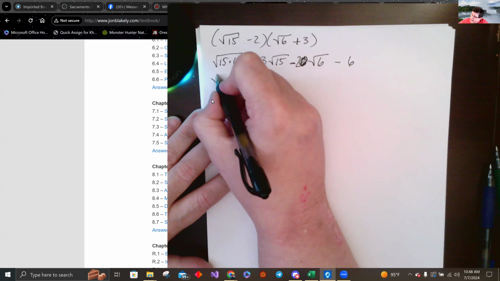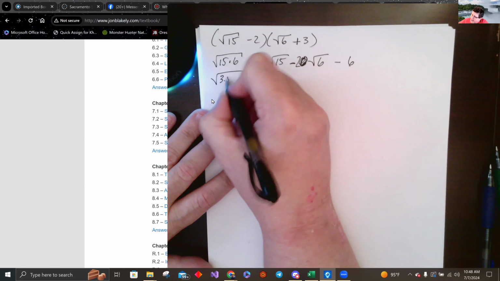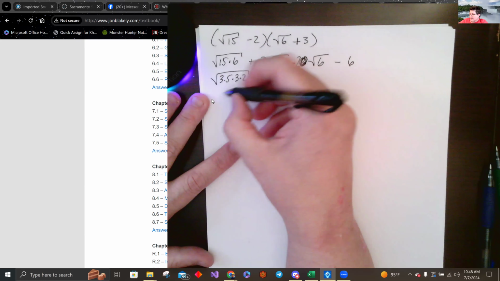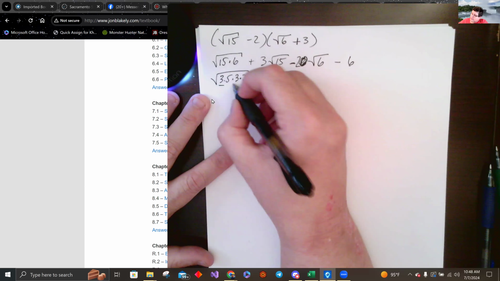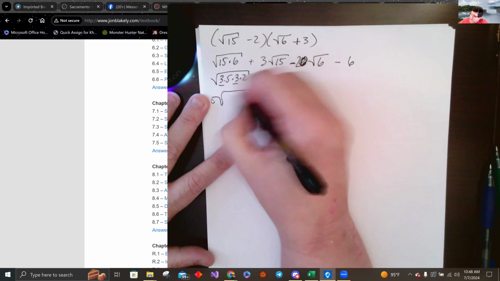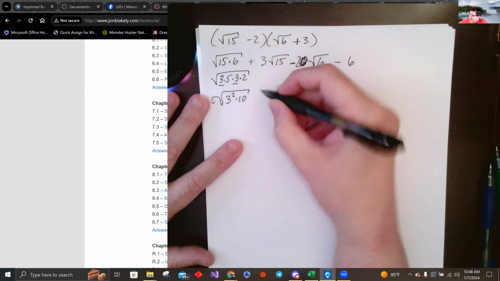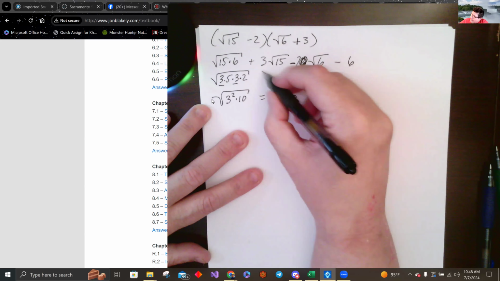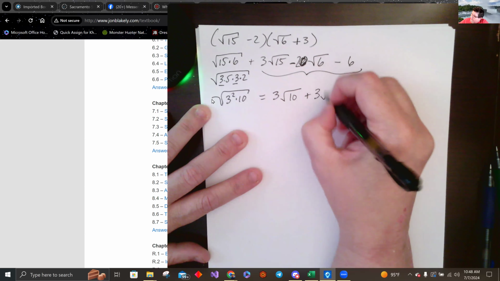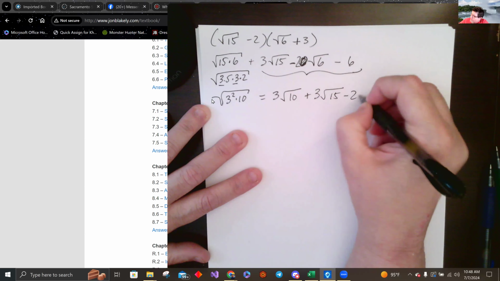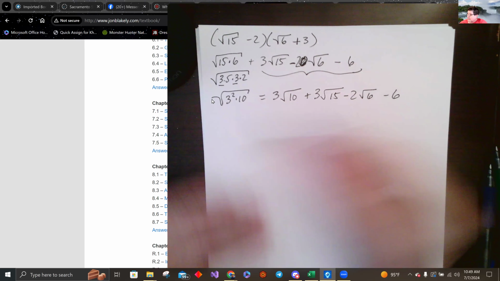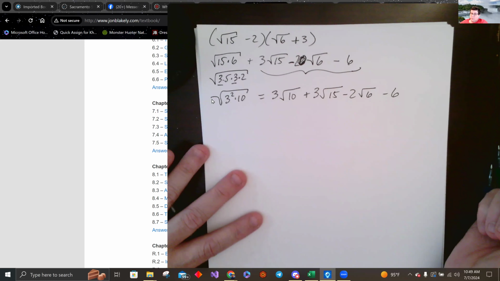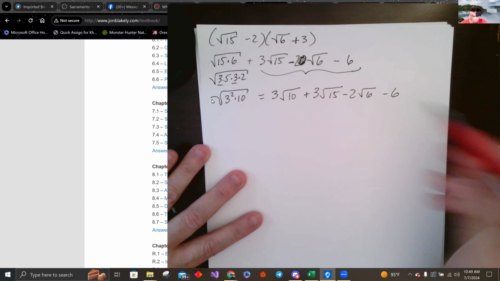Let's see about this one. This is 3 times 5 times 3 times 2. It looks like we got a 3 squared in there. 3 squared times 10. I'll do that real quick. We got 3 square root of 10, and then we got the rest. Plus 3 square root of 15, minus 2 square root of 6, minus 6. And that's it. We don't have any like radicals. That's done deal.